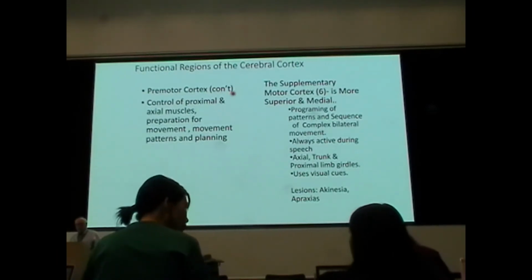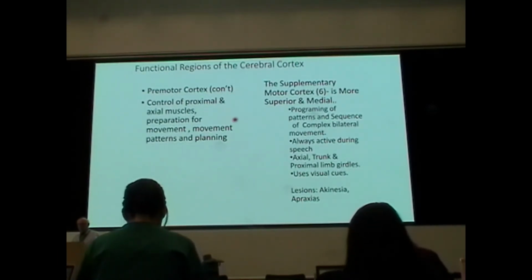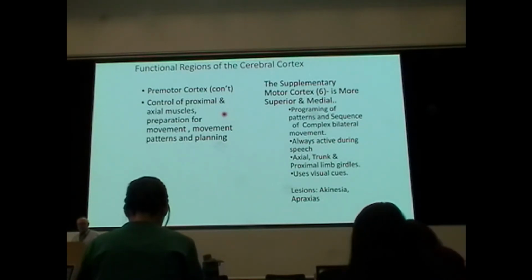Okay, so premotor cortex has control of proximal and axial muscles. The proximal muscles are the muscles of the shoulders and thigh regions of the body. The axial muscles are the trunk. It is there in preparation of movement patterns and movement planning.